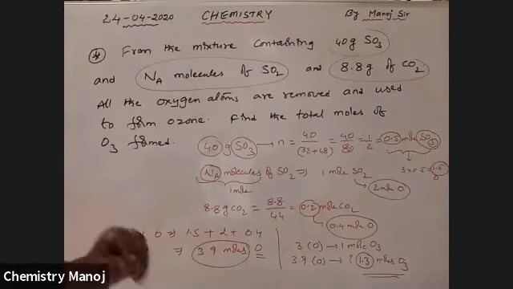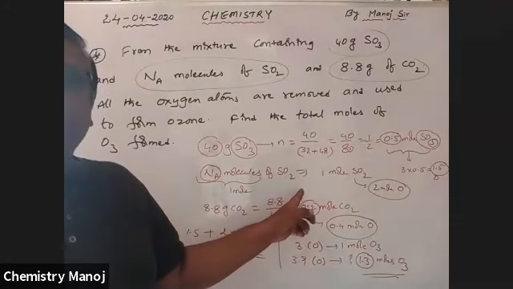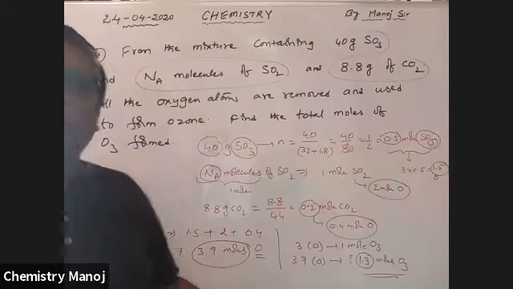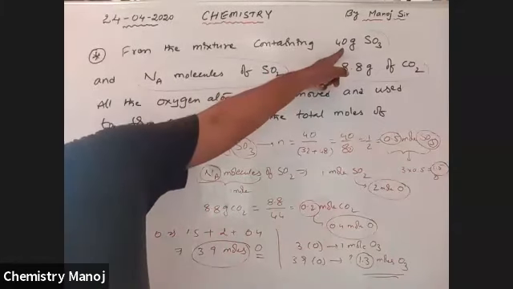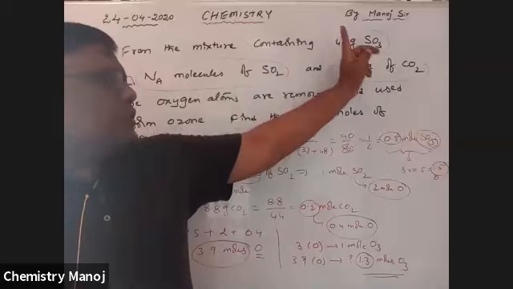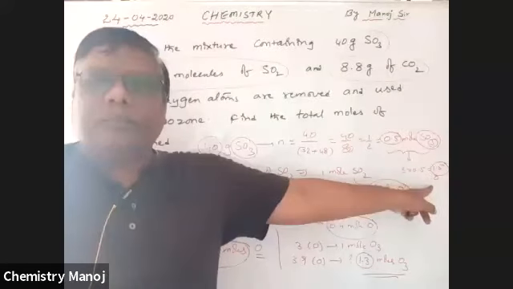So simple. All the formulas were already discussed yesterday, just those are used here. See, weight by molecular weight is equal to moles. 1 mole contains 3 oxygen atoms. That much moles contains how many oxygen atoms? That is 1.5 moles.